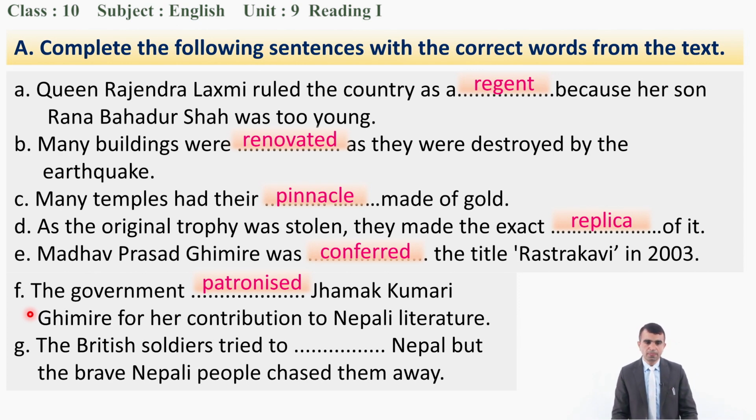Next, G. The British soldiers tried to blank Nepal, but the brave Nepali people chased them away. What do you use here? Good. Invade. The British soldiers tried to invade Nepal, but the brave Nepali people chased them away. Well, you have done very well.